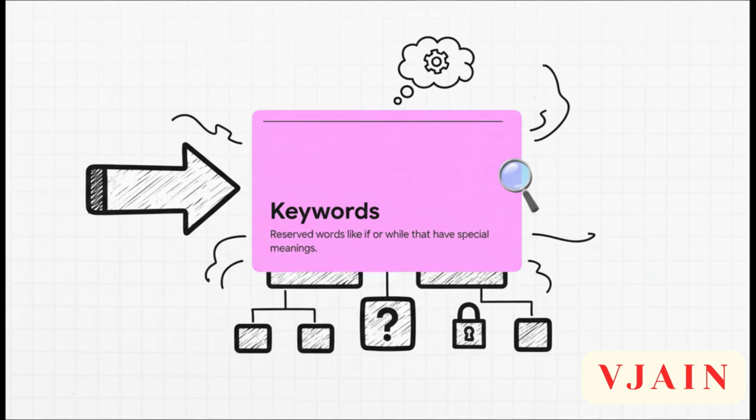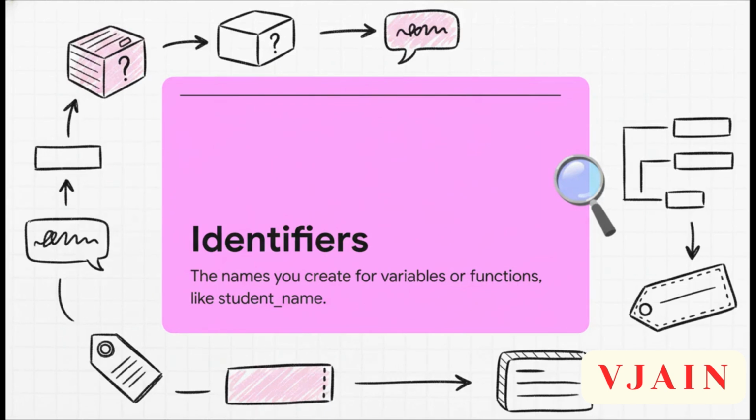A decision needs to be made. These words are reserved. They're off limits for you to use for anything else. Now, on the flip side of that, you have identifiers. If keywords are the words Python gives you, identifiers are the names that you get to make up. Whenever you need to store some information, you give it a name, like student_name. These are your custom additions to Python's dictionary.